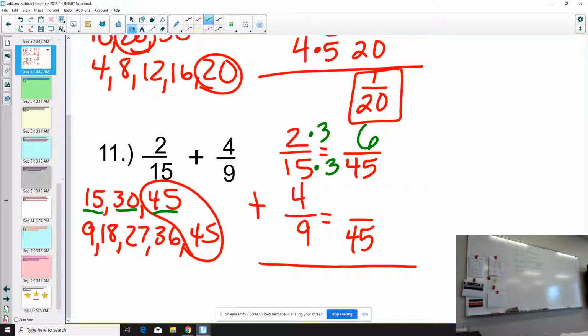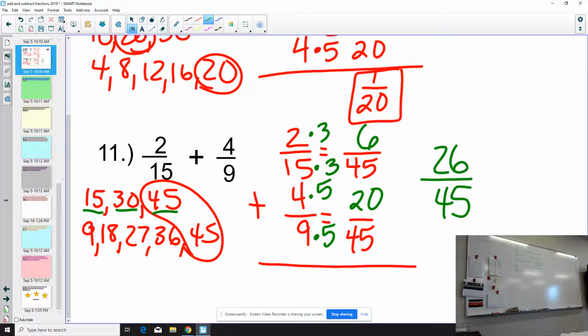Now I'm going to go to the 4/9 and I'm going to ask myself, what do I multiply by 9 to get 45? Well, 9 times 5 is 45, so I want to take 4 times 5. 4 times 5 is 20. Now be very careful. A mistake some students make is accidentally subtracting when they're supposed to add or adding when they subtract. So I am adding 6 plus 20. 6 plus 20 is 26. My denominator stays the same.